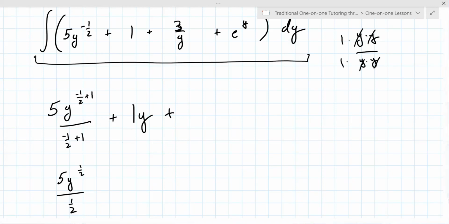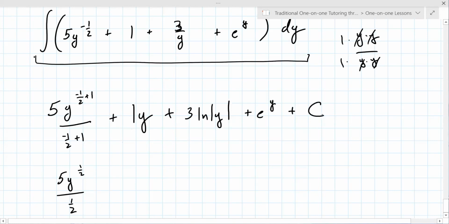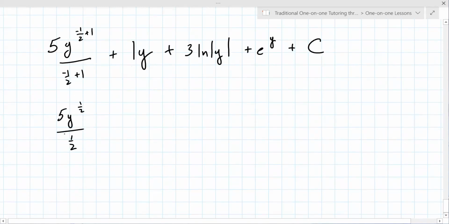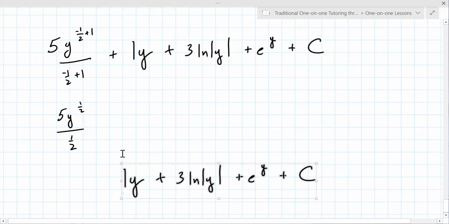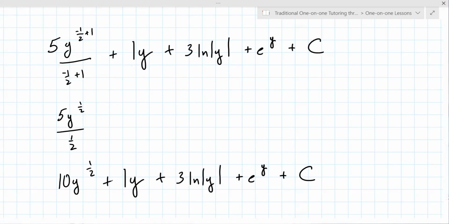Plus 1y plus 3 times the natural log of the absolute value of y plus e to the y. Yep, plus c. Okay, so how does this first one simplify? It's gonna be 5 times 2, 10y to the half.